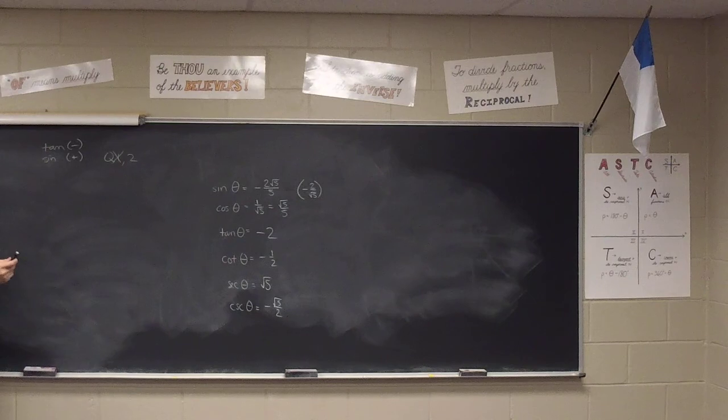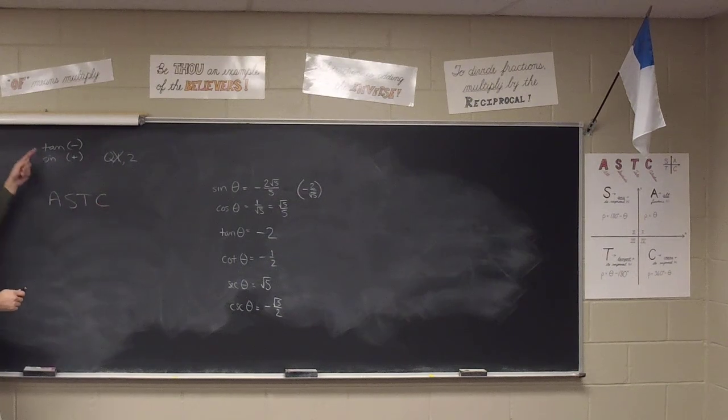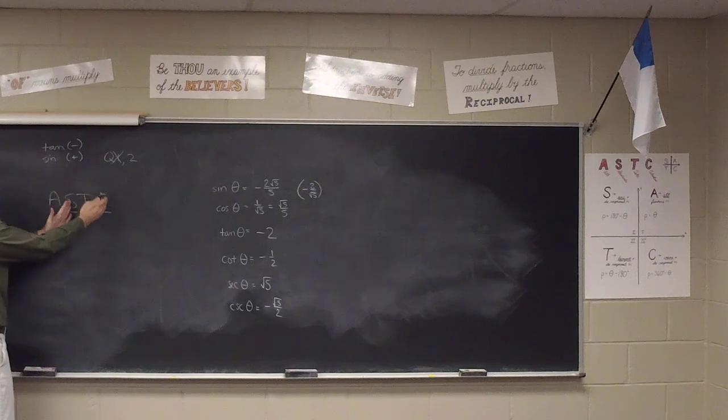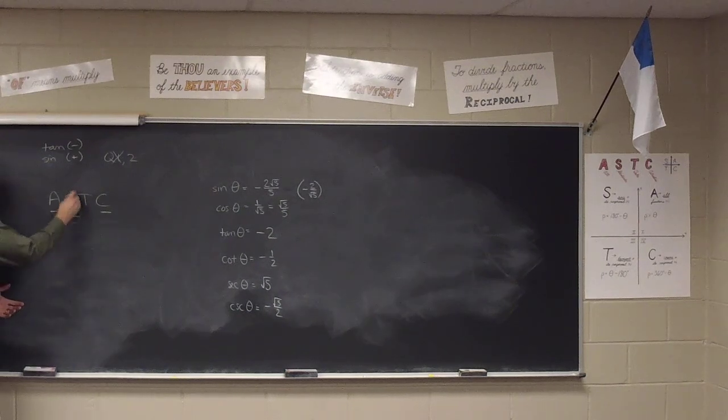Here's another way you could approach the problem. Another way we could do this is just write out the acronym ASTC. When is tangent negative, class? The S and C, the second and fourth quadrants. Where is sine positive? 1 and 2. So which quadrant are we in? Quadrant 2. A couple ways you could think that through.